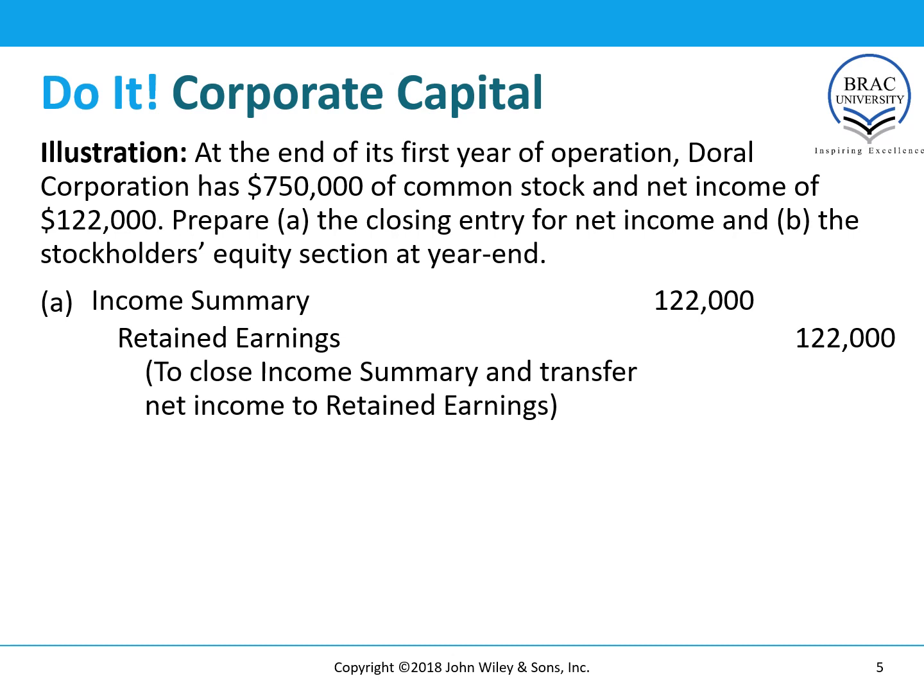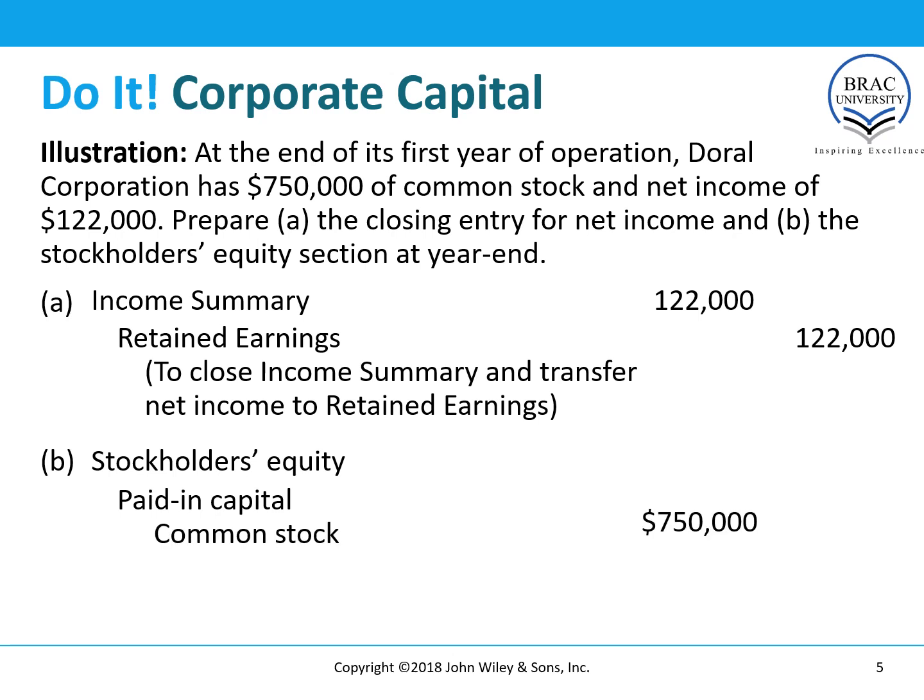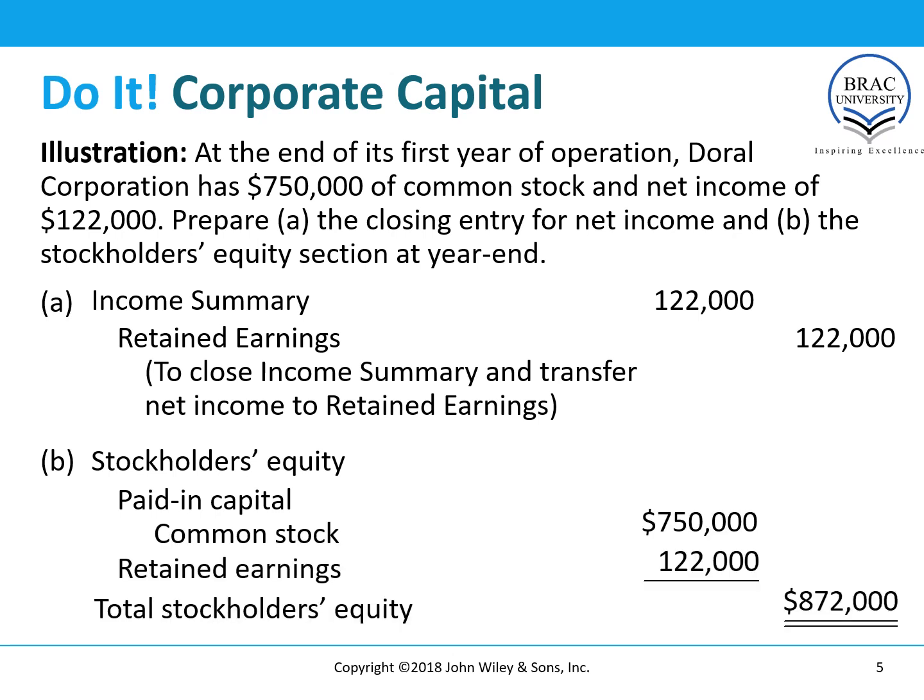Next we have the stockholders' equity section, which definitely will have two parts. One is the paid in capital part, under which we have written the common stock, because nothing about the preferred stock is given in the example. So under paid in capital we have written only common stock of $750,000, and then under retained earnings we have written $122,000, which is the net income of the company, and the total owner's equity or stockholders' equity has come to $872,000.